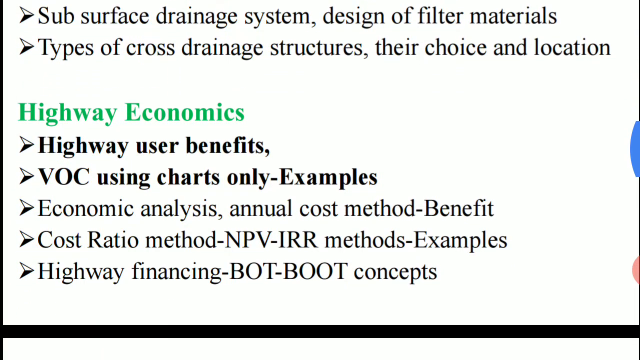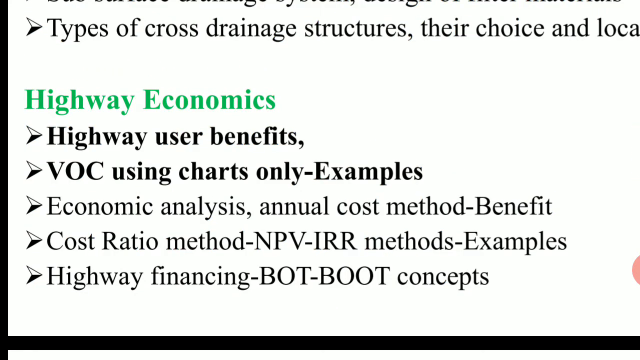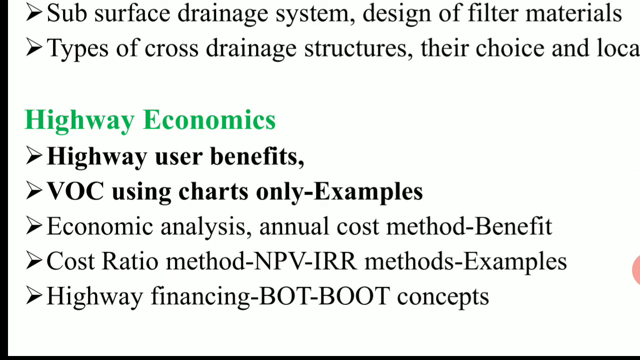And then highway economics. In this highway economics we'll study highway user benefits. For those who are using that particular highway, which are the main benefits for them, that is with respect to money, that is with respect to growth. So many factors will affect there, so we'll study one by one. And VOC using charts, we'll solve some examples on that. And then the economic analysis: annual cost method, benefit cost ratio method. It also includes NPV and IRR methods, and we'll solve some problems there.